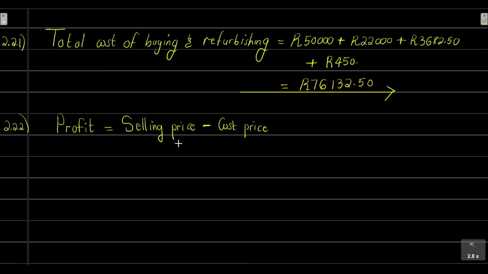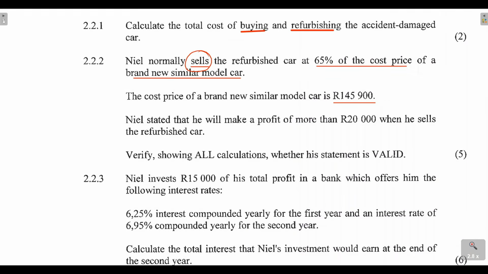So we are told that for us to get the selling price, because we already know what we're trying to get to, we're trying to determine what the profit is. Once we have determined what the profit is, we will be able to determine whether his statement was valid or not, because he said that he will make a profit of more than 20,000 when he sells this refurbished car. So we're trying to determine how much profit he actually makes, and once we've determined that, we can say whether his statement is valid or not. That's what we're trying to build to, that's what we're trying to obtain.